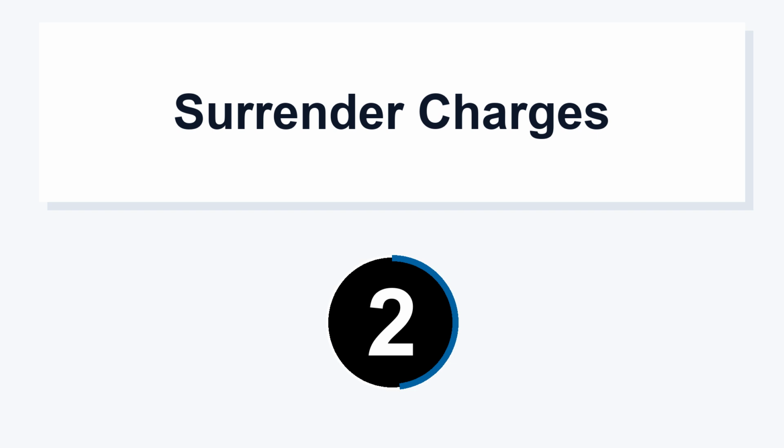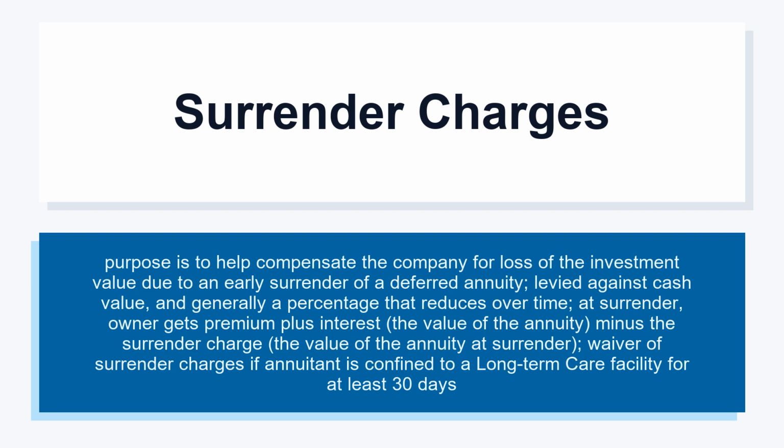Surrender charges. The purpose is to help compensate the company for loss of the investment value due to an early surrender of a deferred annuity, levied against cash value, and generally a percentage that reduces over time. At surrender, the owner gets premium plus interest, the value of the annuity, minus the surrender charge. Waiver of surrender charges if the annuitant is confined to a long-term care facility for at least 30 days.